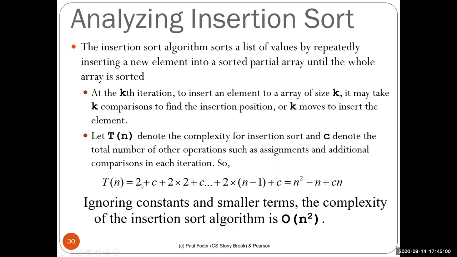So basically for the end, you have n minus 1 plus a constant, then you have n minus 2 plus a constant, and so on up to the last element, which you need to insert in sorted order. So ignoring everything that is non-dominating, like constants and smaller terms, the complexity will reduce to n squared, a quadratic algorithm.